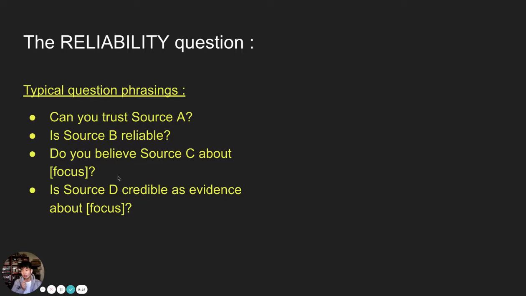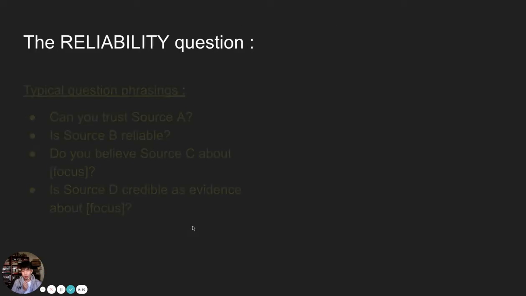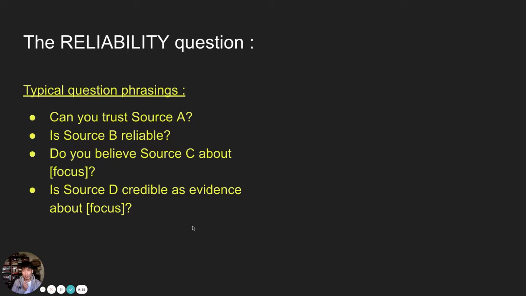Do you believe source C about focus? Is source D credible as evidence about focus? These two question types now have a focus, so you push out an inference. I believe source C, which tells me about this focus, because it is supported by my contextual knowledge. Source D is not credible as evidence about this focus because it is contradicted by my contextual knowledge.